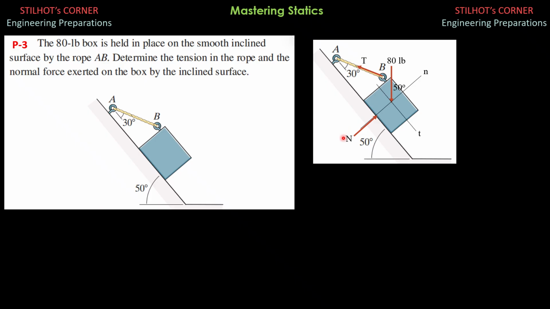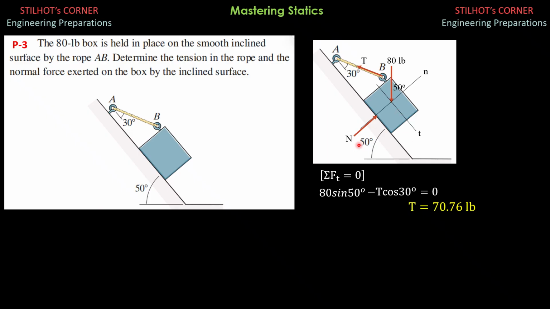So for the tension, we sum up forces tangential equals 0. The normal force has no tangential component. So it is 80 sine of 50 degrees, this component here opposite to 50. Then minus the component of T along the tangential axis, which is the side adjacent to 30, so minus T cosine 30 equals 0. So 80 times sine 50 degrees minus T cosine of 30 degrees equals 0, and T is equal to 70.76 pounds.